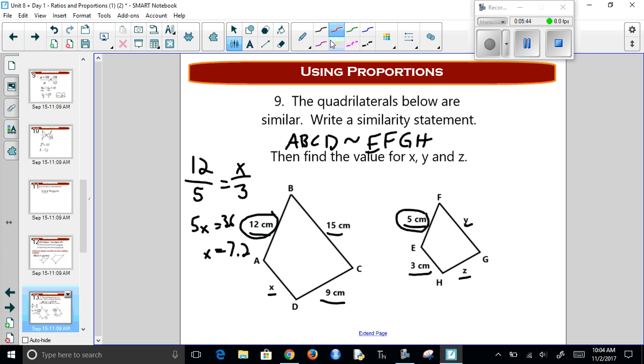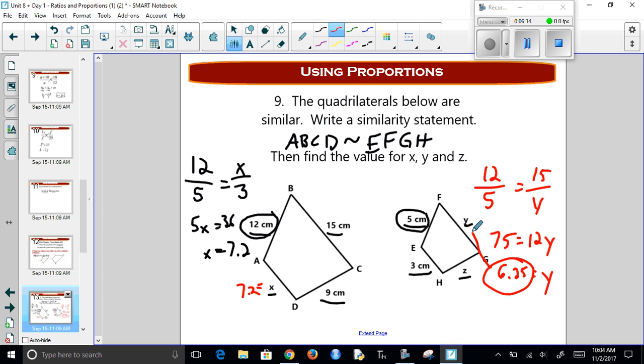Now I'm going to switch to another color. So now that we have x equals 7.2, let's find y. We can still use the same ratio. 12 over 5 is equal to 15 over y. Cross multiply, 5 times 15, that's 75. 75 equals 12y. And now if I divide 75 by 12, that's what, 6 1/4. That's my y. So that's this value right there.